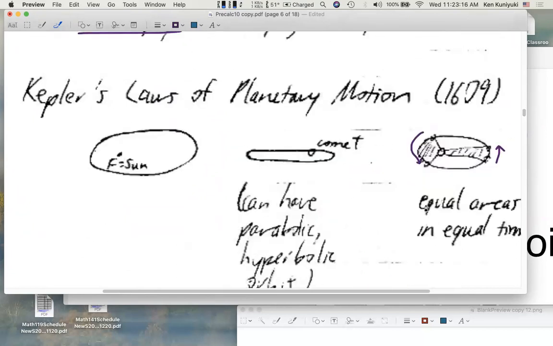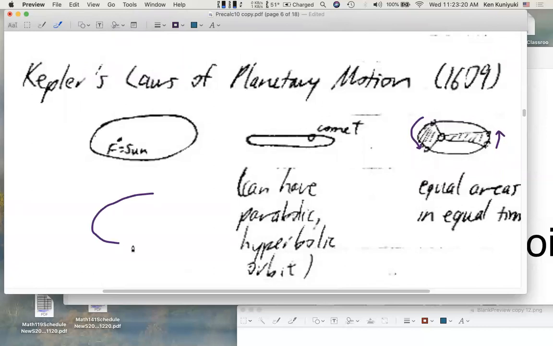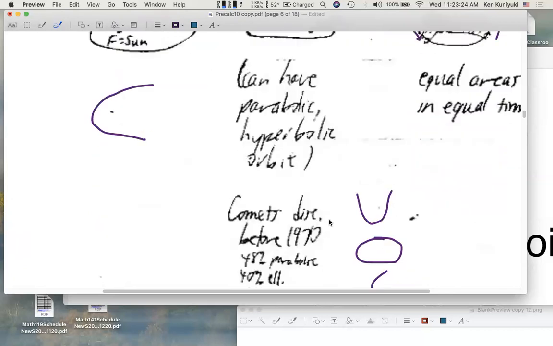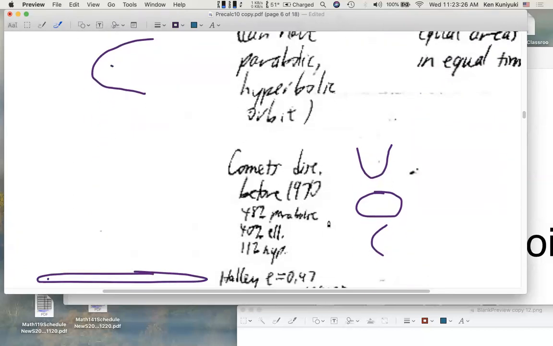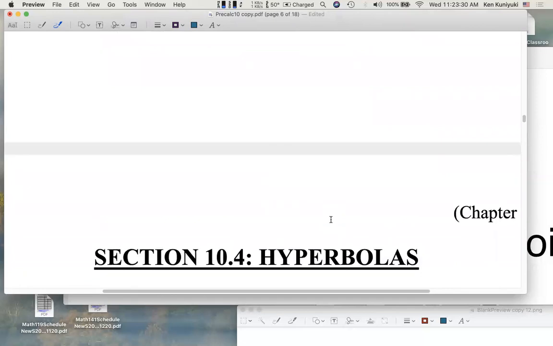Ellipses. Fortunately, the Earth is on an elliptical orbit. If we were on a parabolic or hyperbolic orbit, I think we'd be in trouble. We'd be moving away from the sun. All right. Okay, so we're going to talk more about hyperbolas, these guys, next time, and talk about some of their properties.